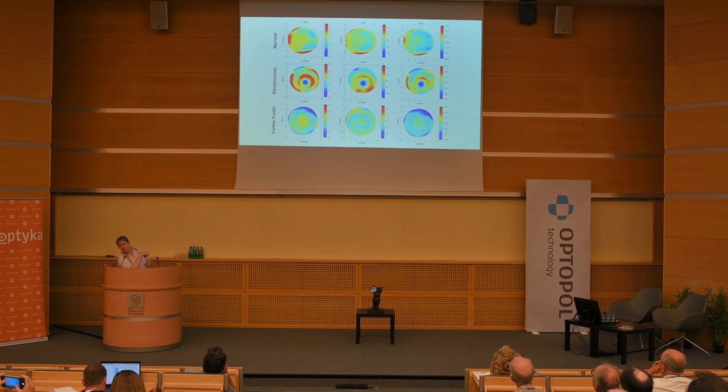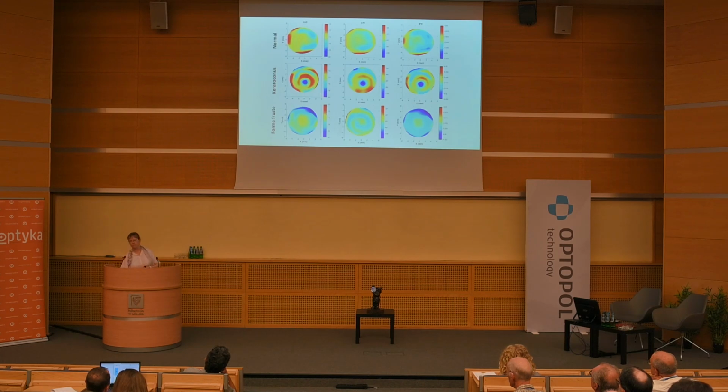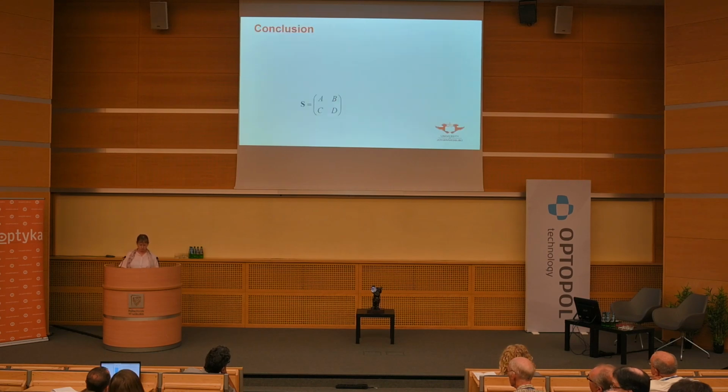The first column is the trace, it's A plus D. The second column is A times D, and the third column is B times C. And those are the same three eyes, our normal healthy eye, our keratoconic eye, and our form fruste eye. And we can see those keratoconic circles coming through very nicely in the ABCD, and the trace and the determinant.